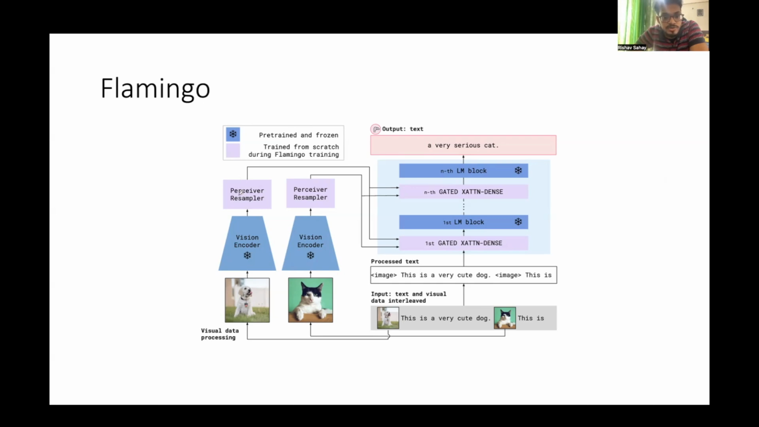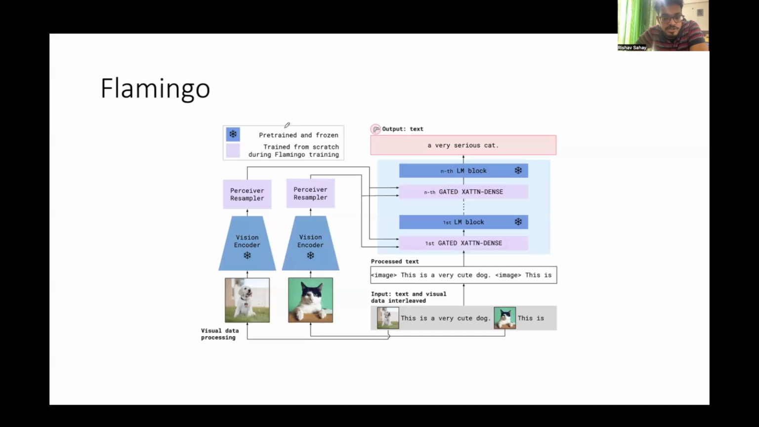So what happens is that the input is provided. Say this is the input, which contains "this is a very cute dog," and then the model is given an input of image, and it is asked "this is a." If you see, the image and the text are interleaved as shown here. The image is converted into this image tag, and then the images are passed to the vision encoder to get the image embedding, and then they are passed through the perceiver resampler, which reduces the dimension of the embedding, and then they are fed directly to the gated cross attention dense layers.